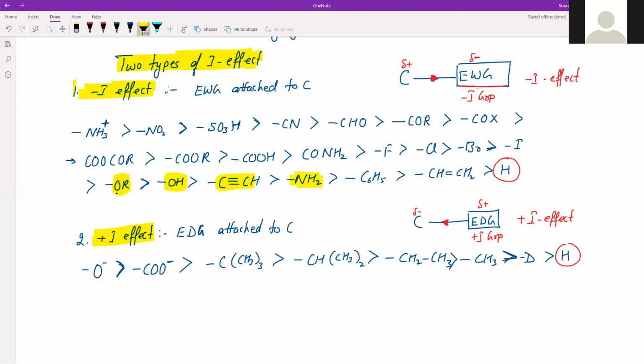Now this data is important to remember because later we'll use it to decide leaving group ability and acidic strength. So we'll study about leaving group and all those things. That's why these four, that is OR, OH, C triple bond C and nitrogen, this part is important for us.